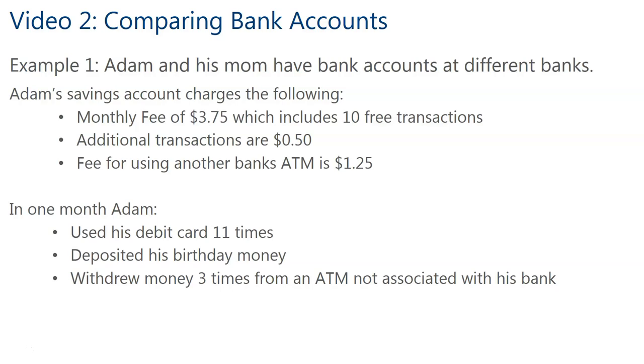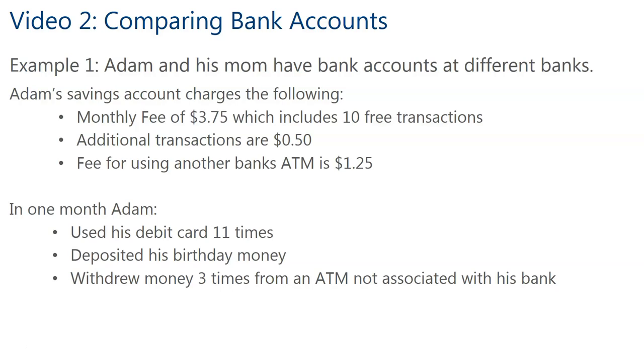In example 1, we're going to be comparing two bank accounts. So it says, Adam and his mom have bank accounts at different banks. Now Adam has a savings account which charges the following: a monthly fee of $3.75, which includes 10 free transactions. Any additional transactions he makes are 50 cents, and the fee for using another bank's ATM is $1.25.